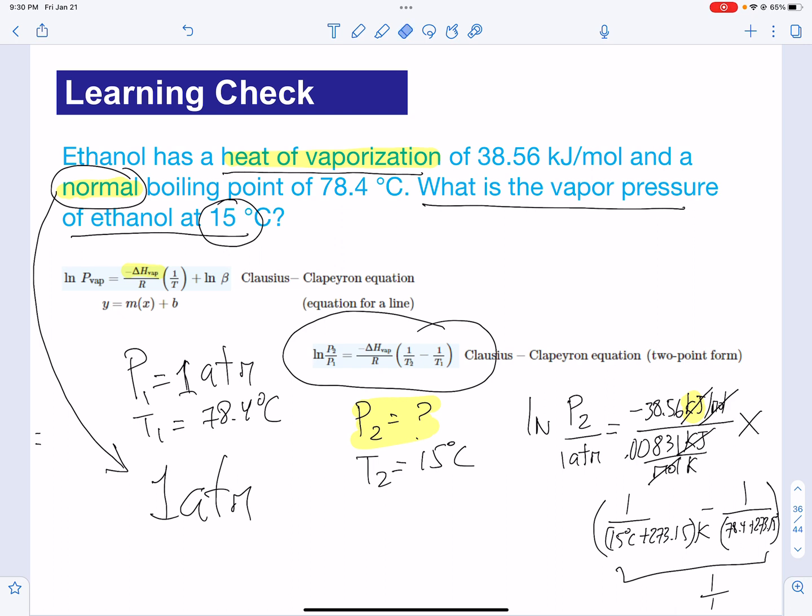Let me fix this a little bit. So our units at the bottom are going to be 1 over Kelvin. So the Kelvin would cancel the Kelvin. So the only remaining thing is going to be our unknown. From there on, that's just math. So make sure you can solve for P2.